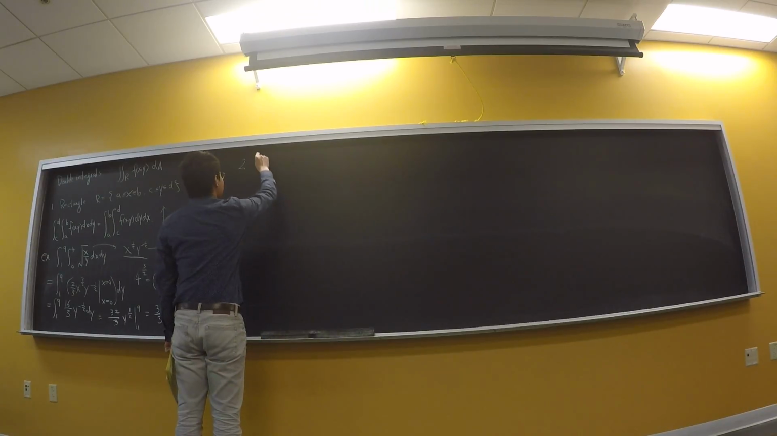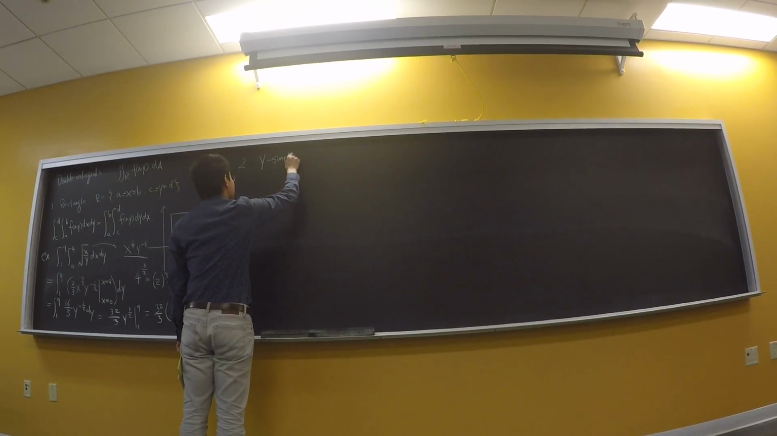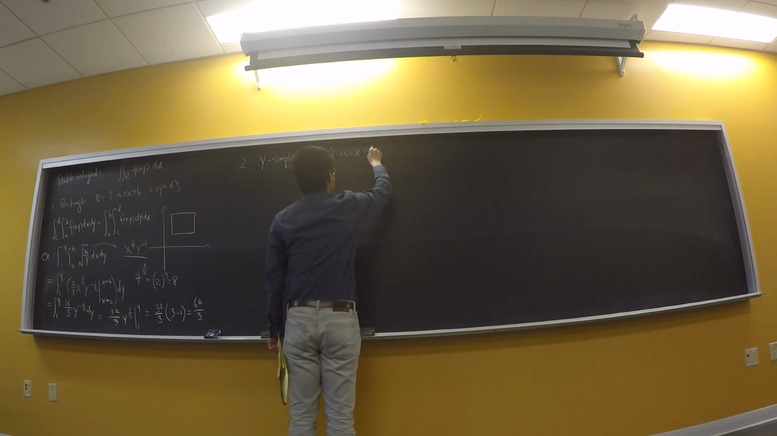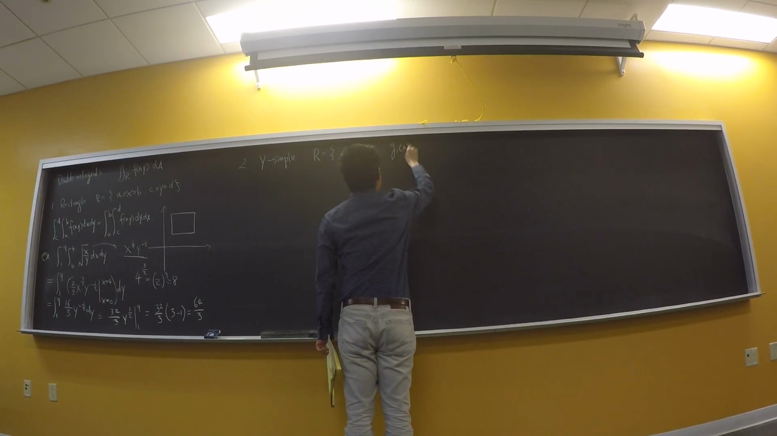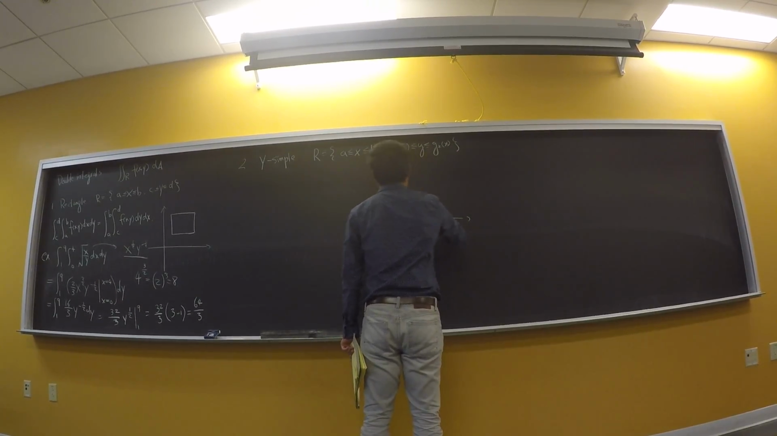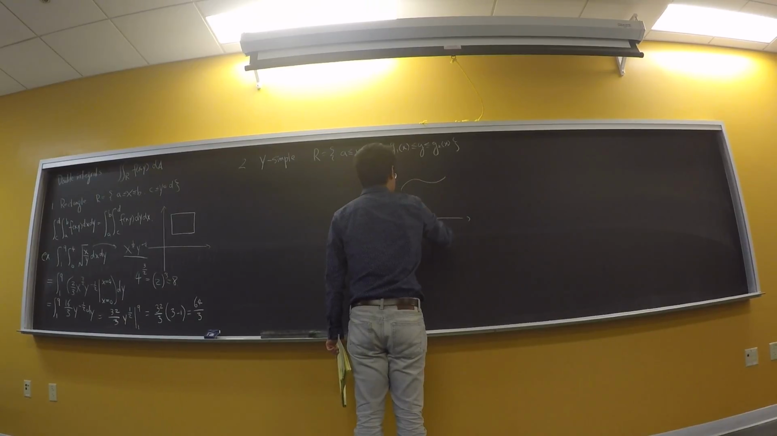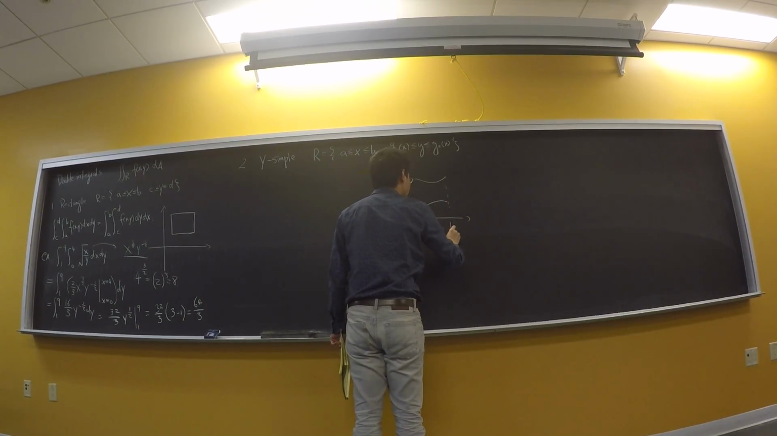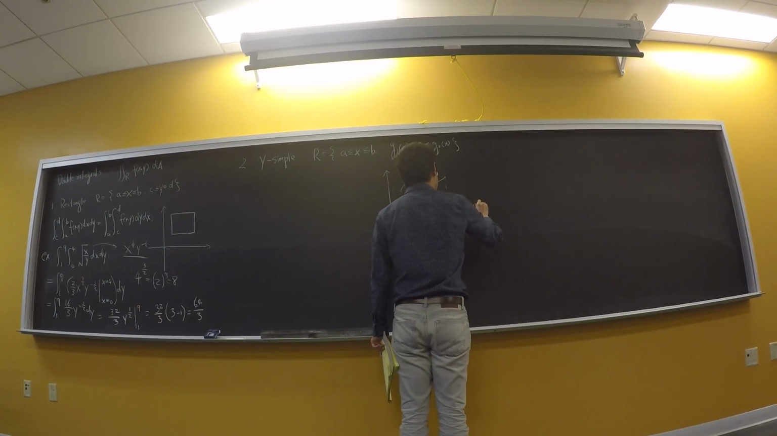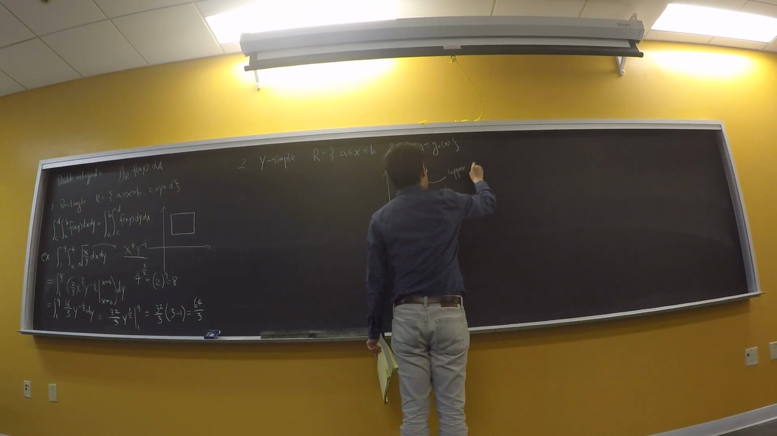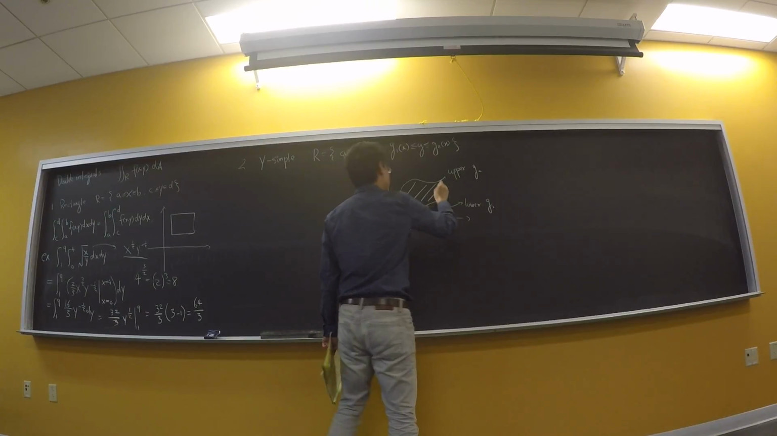So the second thing I want to talk about is the so-called Y simple region, where R is given by two numbers for X and two functions for Y. And the region looks like this. This is A, this is B, and this is what I call the lower function G1. This is what I call the upper function G2, and this is the integration.